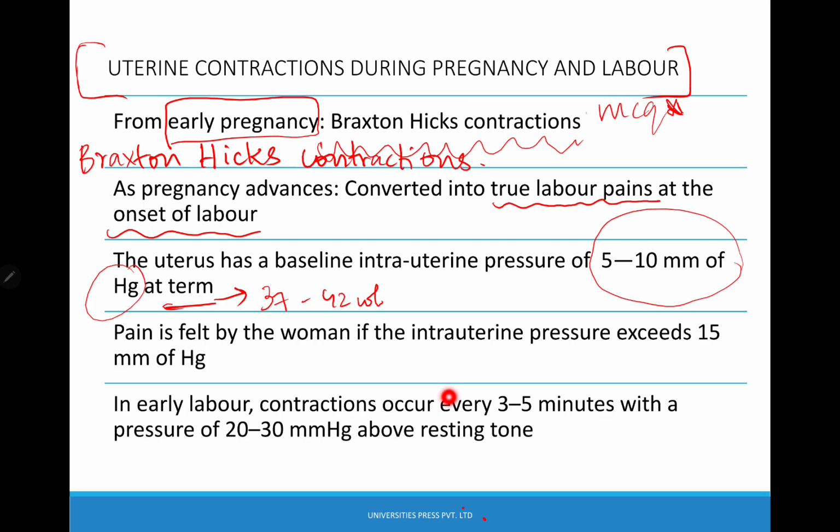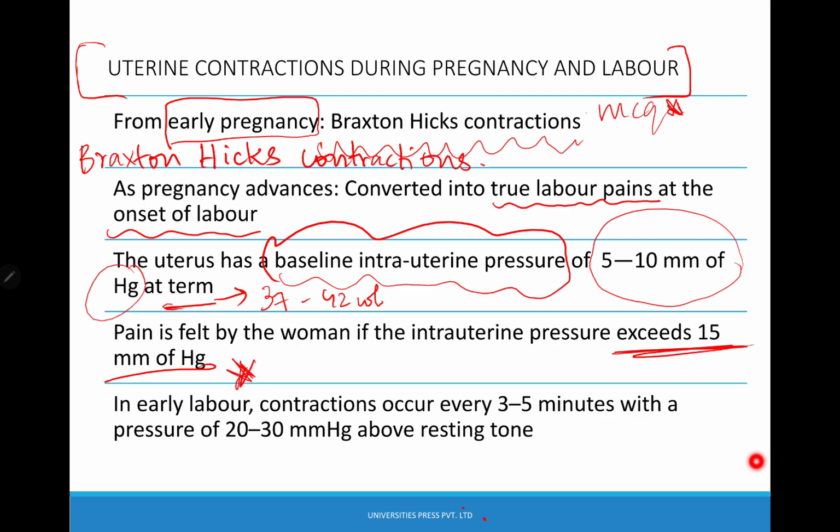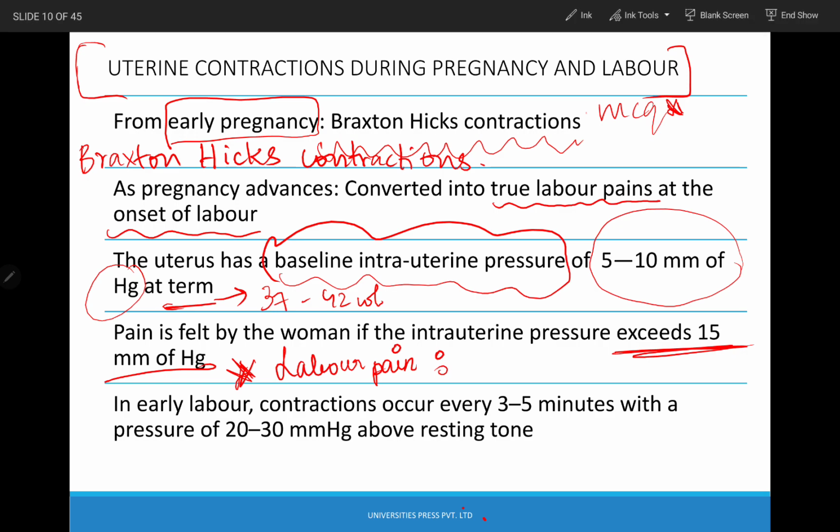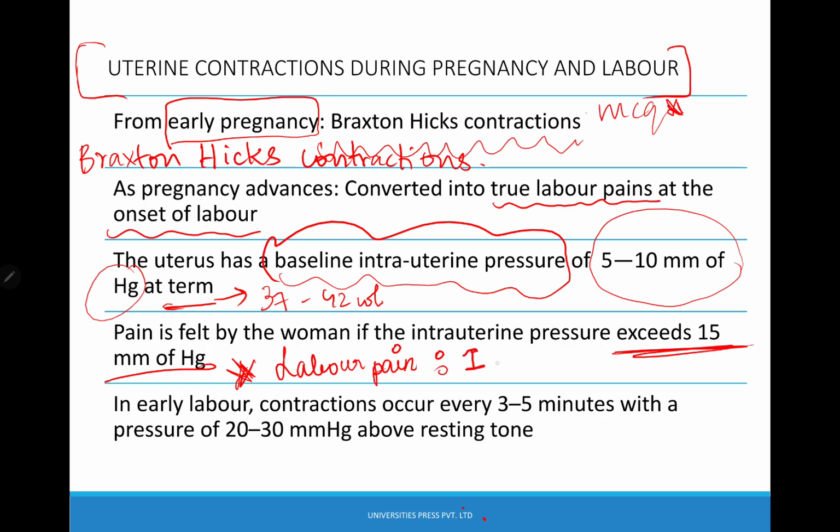During term, that is 37 to 42 weeks of gestation, the baseline intrauterine pressure is around 5 to 10 mm Hg. Pain is felt by the woman if the intrauterine pressure exceeds 15 mm Hg. This is an MCQ. When does labor pain occur? Labor pain occurs when intrauterine pressure exceeds 15 mm Hg.